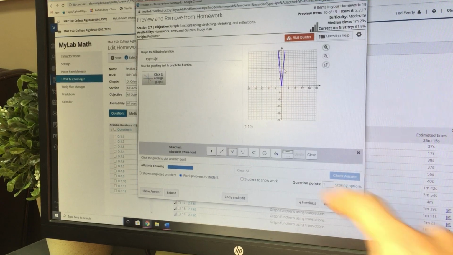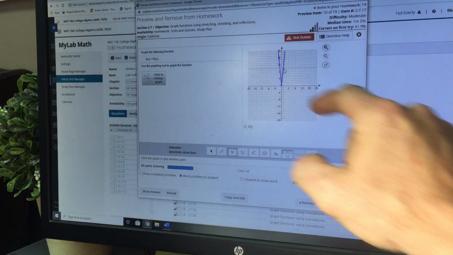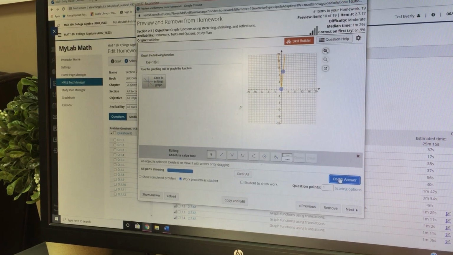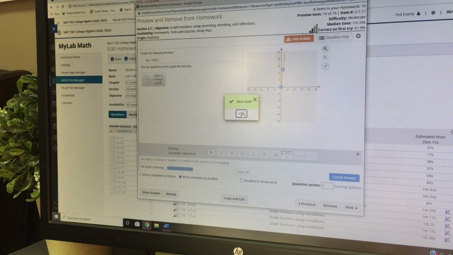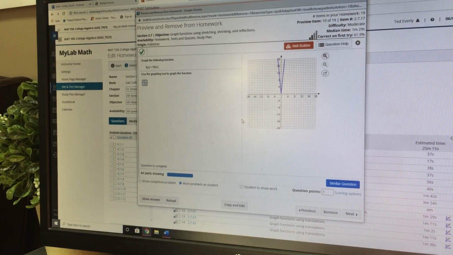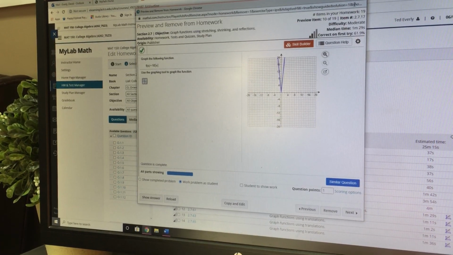But this 10 is stretching it, which means when I go over 1, I go up 10. So I need to take this all the way up to 10. Now there it is, see it? See my 10 right here? That tells me where I'm at right now. So I'm going to click that, and there you go. There's my graph. Okay, nice work. And I think that's all we had to do there.